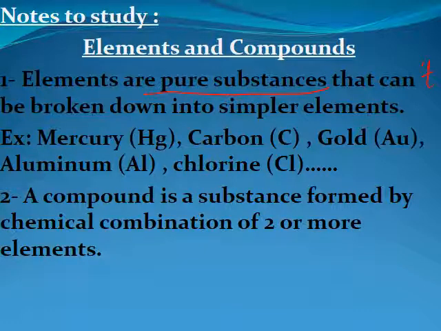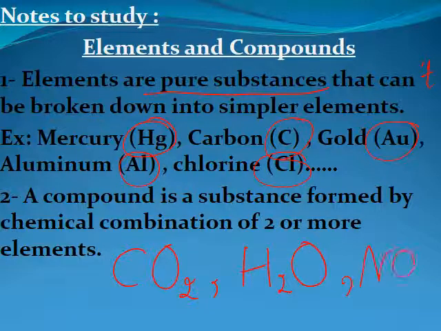An example about this: mercury, Hg; carbon, C; be careful, H capital, G small; gold, Au; aluminium, A capital, L small; chlorine, C capital, L small. What is a compound? A compound is a substance formed by chemical combination of two or more elements. Example about this: CO2, carbon dioxide; H2O, water; NO2, nitrogen dioxide, and many more.